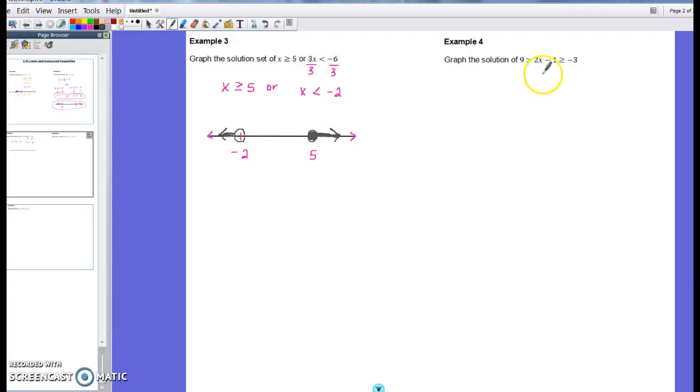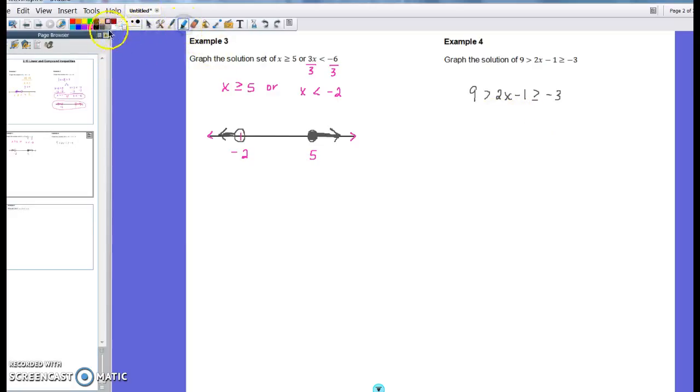Okay, another example of a compound inequality is when you have it all written as one giant inequality. So I'm just going to rewrite it to start. So we've got 9 is greater than 2x minus 1 is greater than or equal to -3. Now, what I like to do with these is split them up into two separate inequalities. I think it's going to make your life a lot easier.